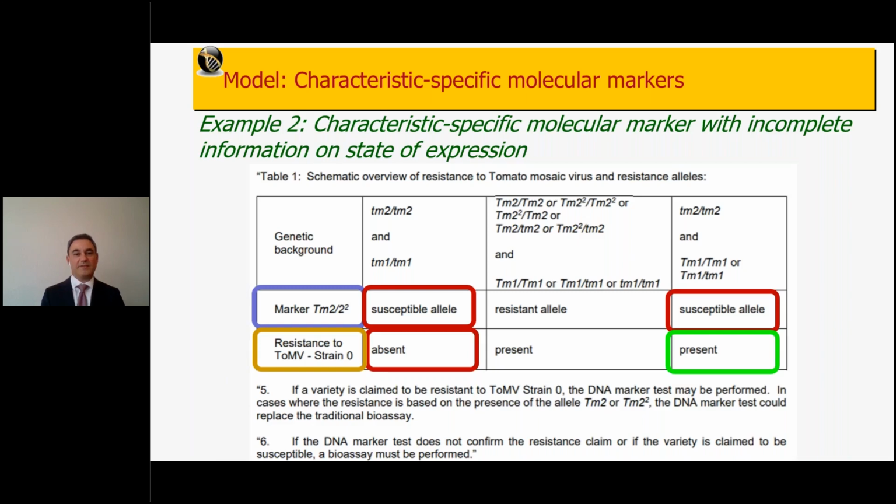In summary, when the resistant allele is found present, you know the variety is resistant, but when the susceptible allele is found, you cannot tell whether the variety is or is not resistant, because resistance may be due to a different gene.